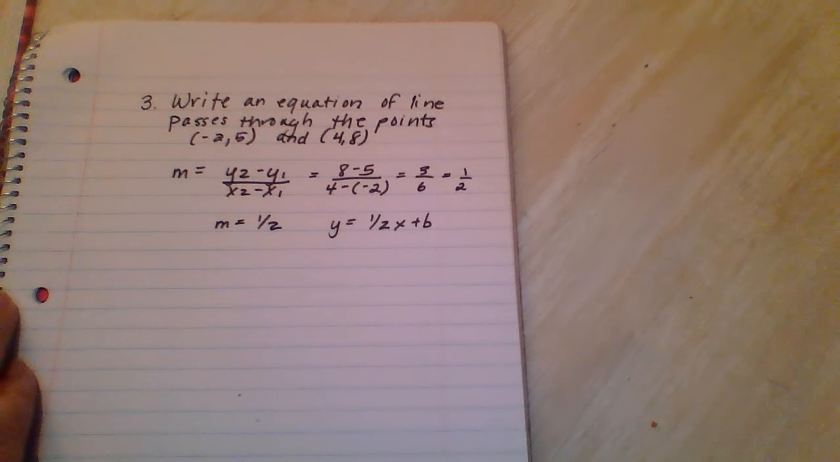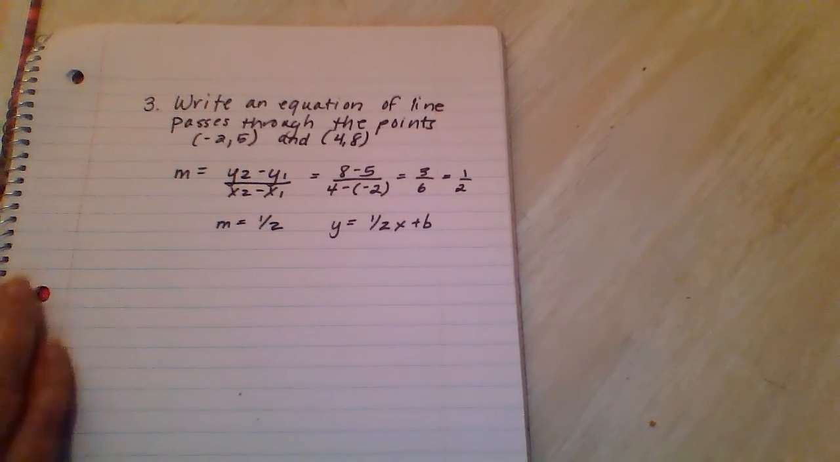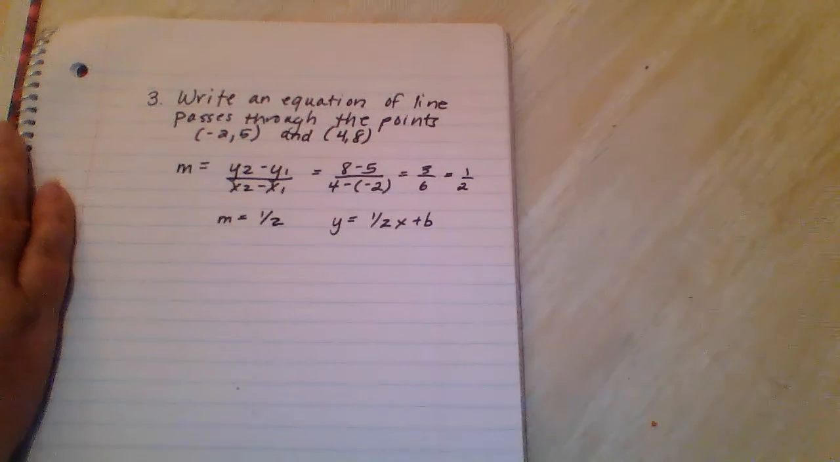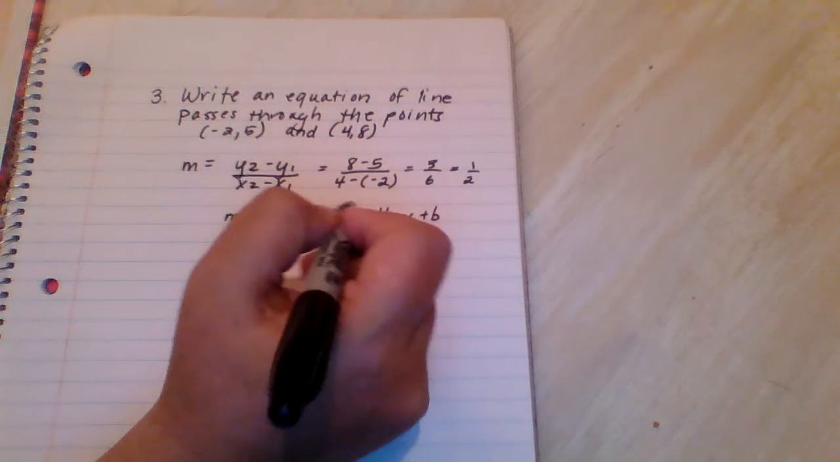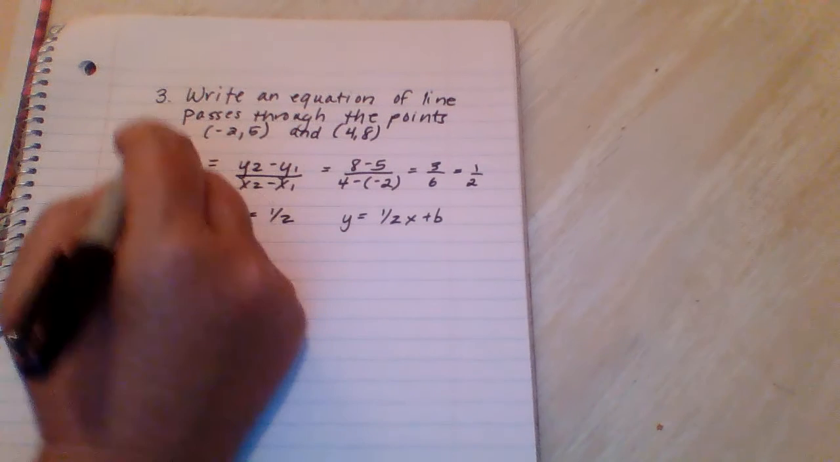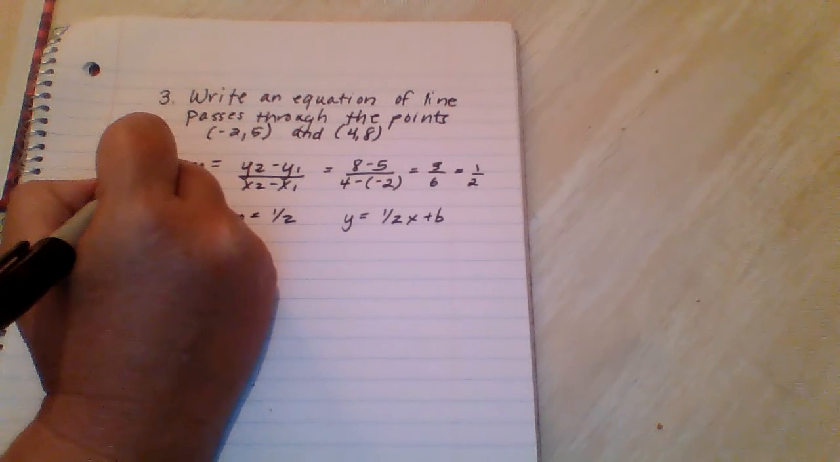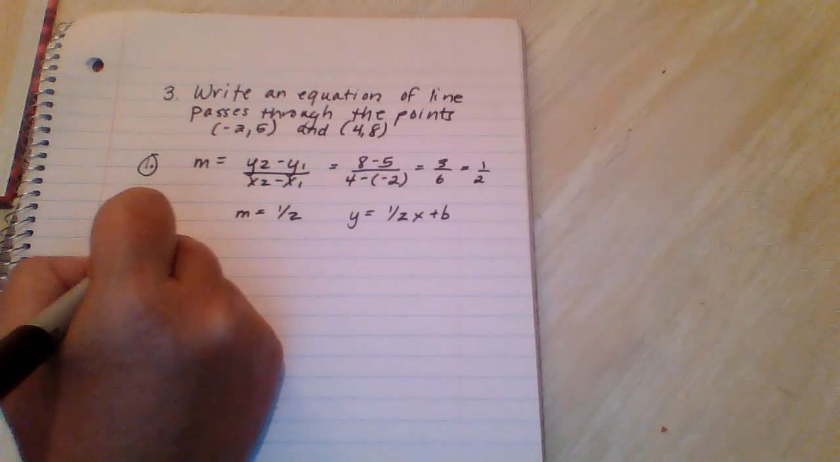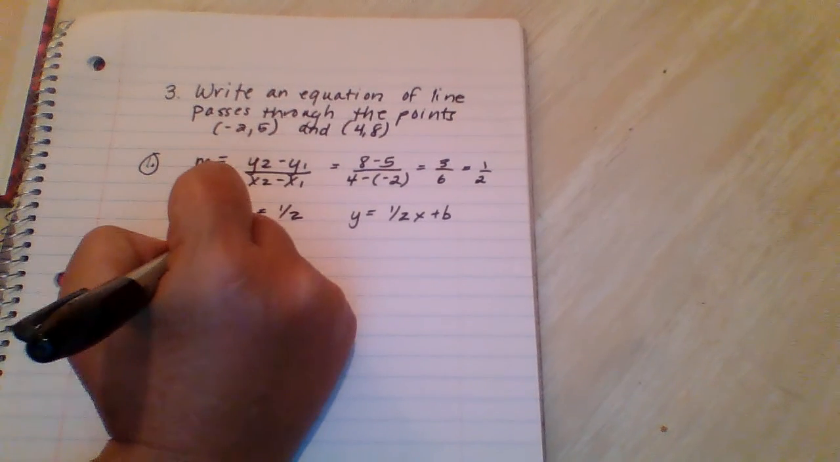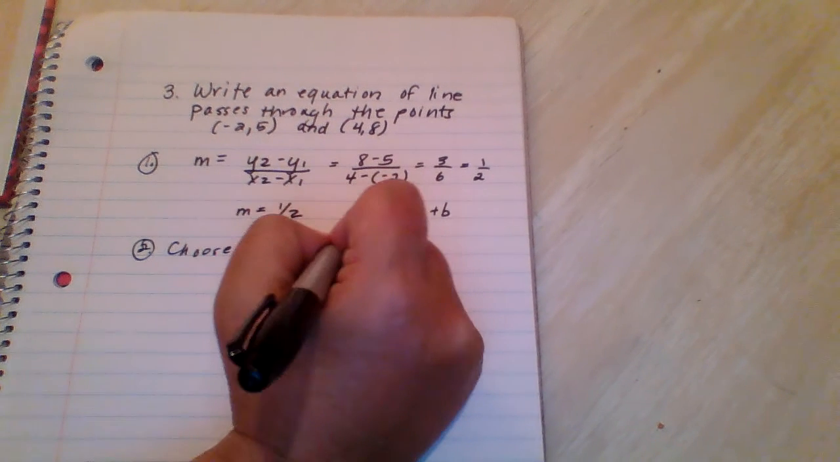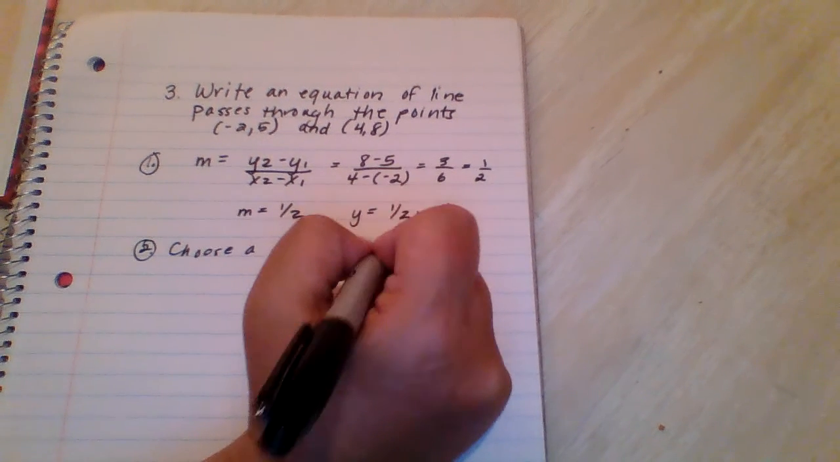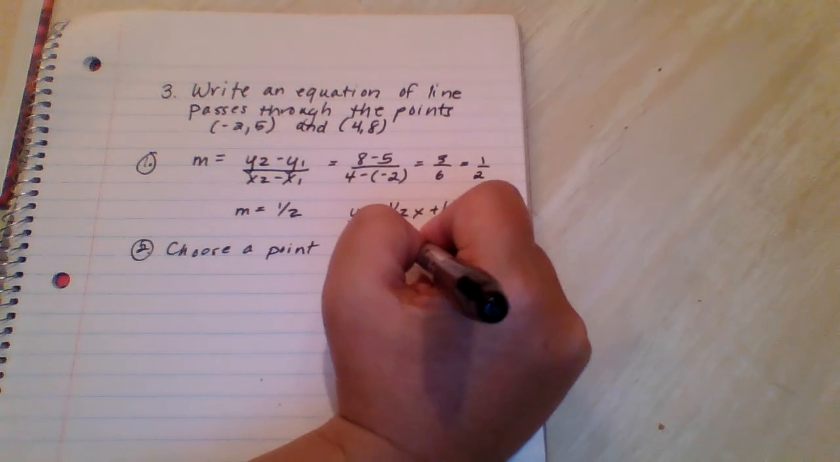So now we are going to choose one of the points. You can choose either one. We'll just choose (4, 8), and we're going to substitute in 4 for x and 8 for y. Okay, so this is the first thing that we did here. And then the second thing, we're going to choose a point. Either one would work. We're going to choose (4, 8), and we're going to plug these in.